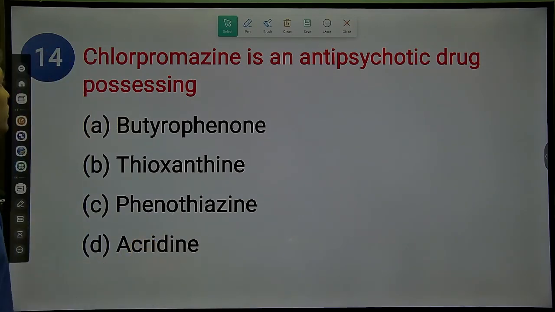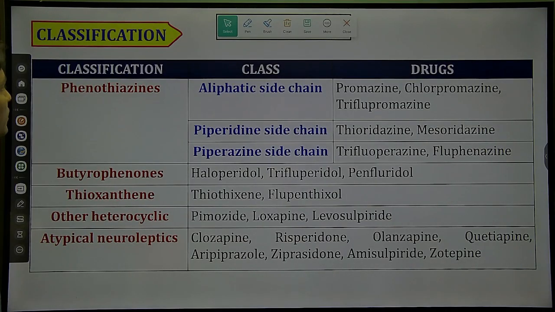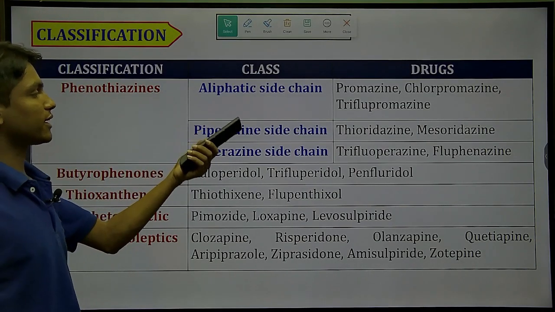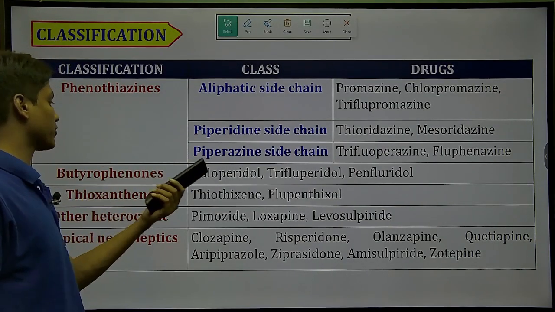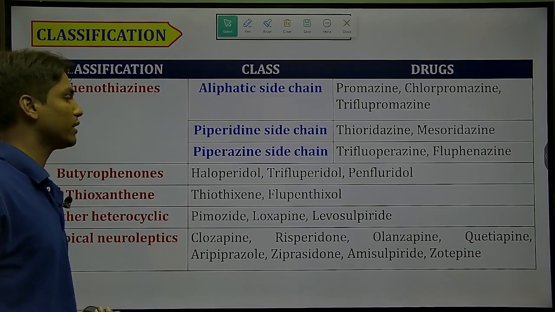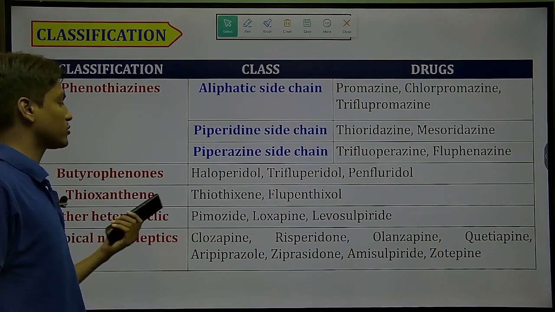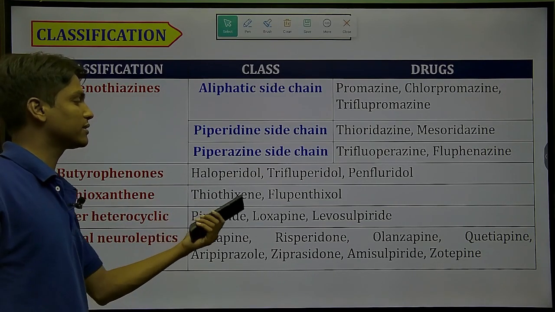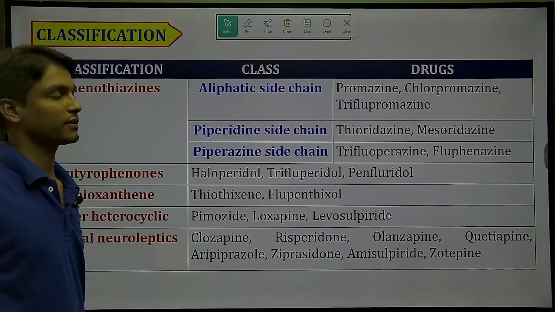Okay, next. The answer is phenothiazine. So phenothiazine derivatives, different things are there. Next, butyrophenones, that is haloperidol, penfluridol. Next, thioxanthenes, that is thiothixene and flupentixol.